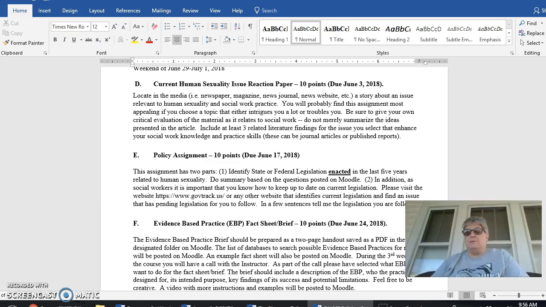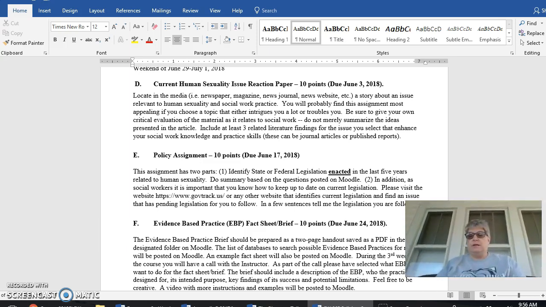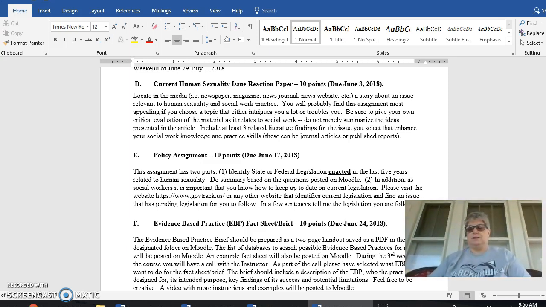You'll find this assignment most interesting if you pick something that intrigues you. And again, not necessarily something that you deal with on a day-to-day basis if you're currently working. And then you're going to write a couple-page paper, including at least 3 related literature materials. These can be journal articles, they can be reports from the internet. Basically, the way I look at this is you're all going to be lifelong learners when you finish this MSW program, or at least I hope you will be.